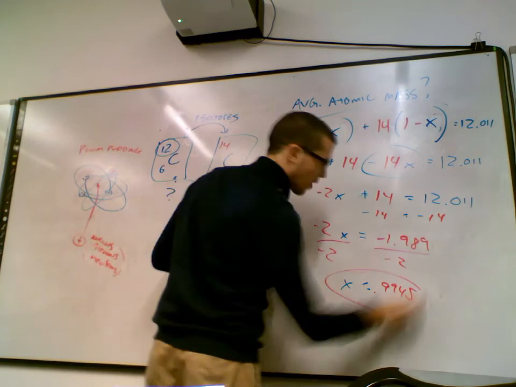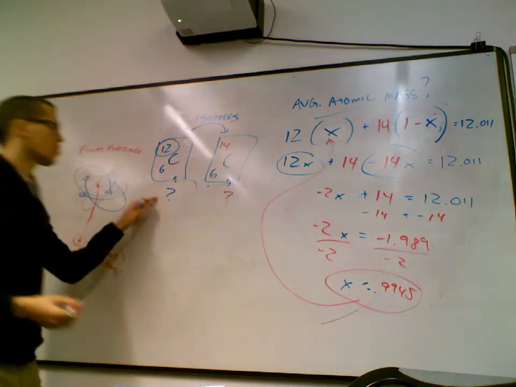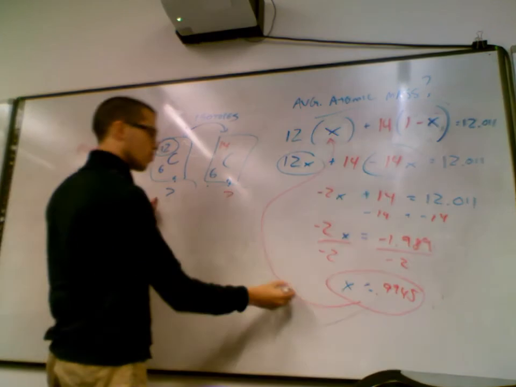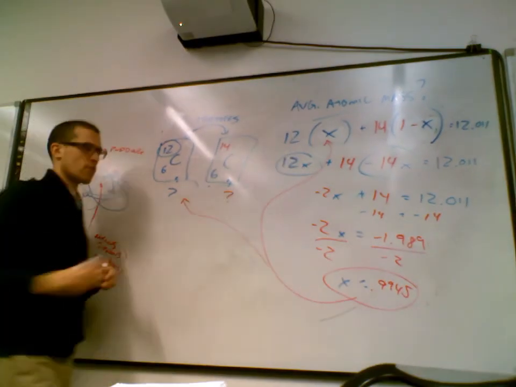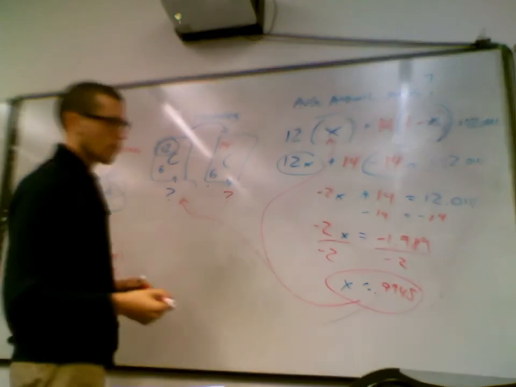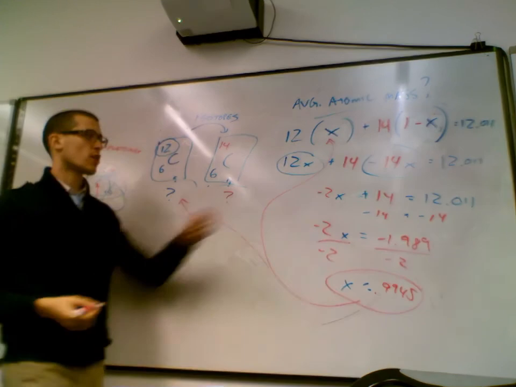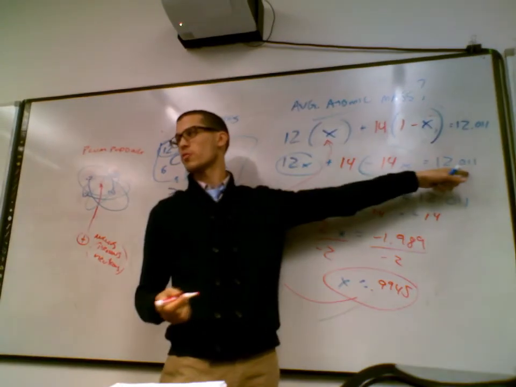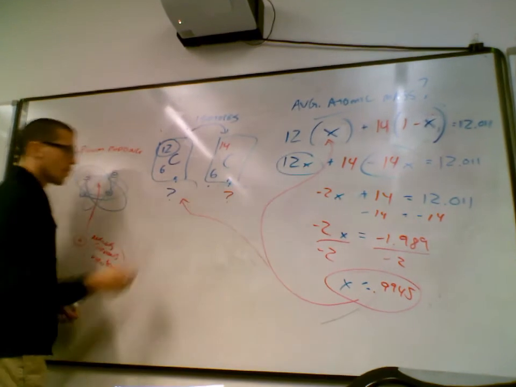Okay, so that x means that percentage, for that carbon isotope, is 99.45%. That's not what it was. I know, because I changed the average mass, so it wouldn't be such an easy problem. Go back to the video and check it out.